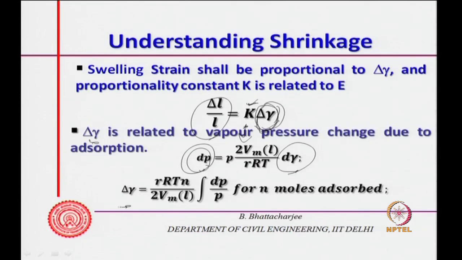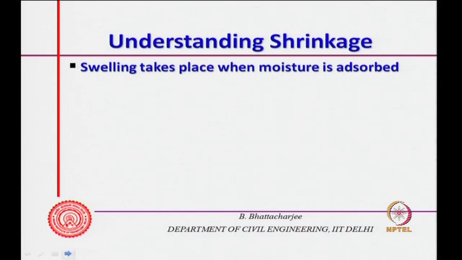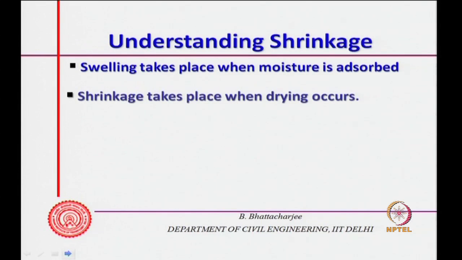So, delta gamma one can write like this. This is for n moles adsorbed. If n moles are adsorbed, one can find out how much the delta gamma is from the change in vapor pressure, or rate of change of vapor pressure, and so on and so forth. So, therefore, swelling takes place when moisture is adsorbed, and shrinkage takes place when drying occurs.